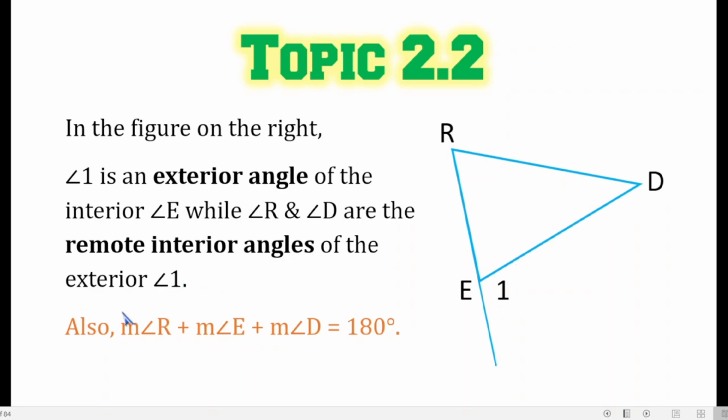So according to our discussion, if you add the three interior angles, angle E plus angle R plus angle D, it should be equal to 180 degrees for all triangles.